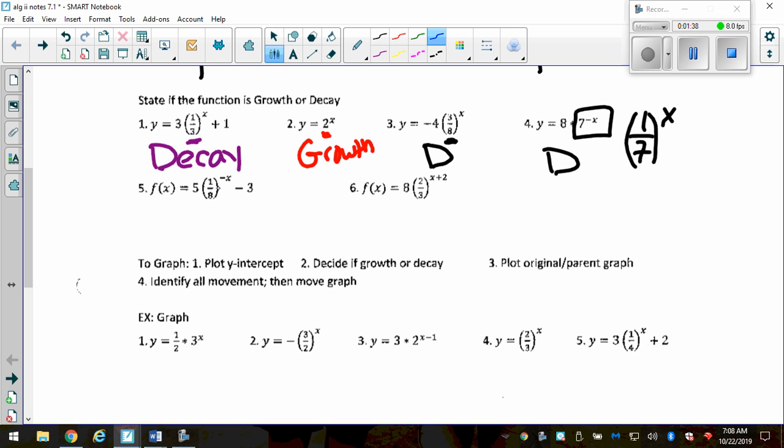Number 5, again, it's a negative exponent, so that makes this a growth, because it would really be 8 to the x when you make it positive. Number 6 is 2/3, so that makes this a decay.